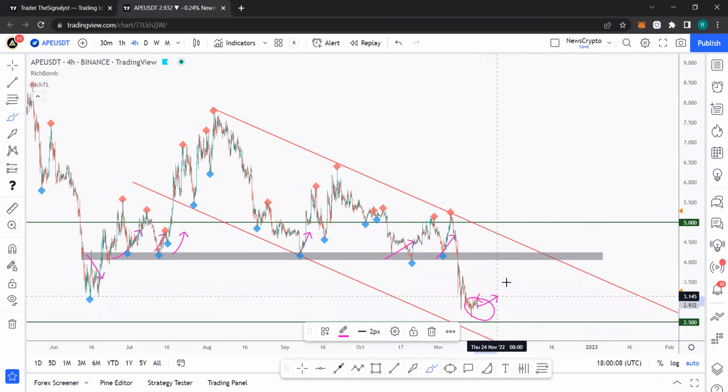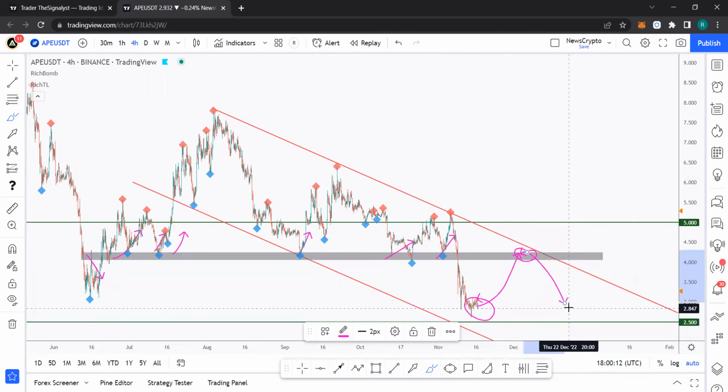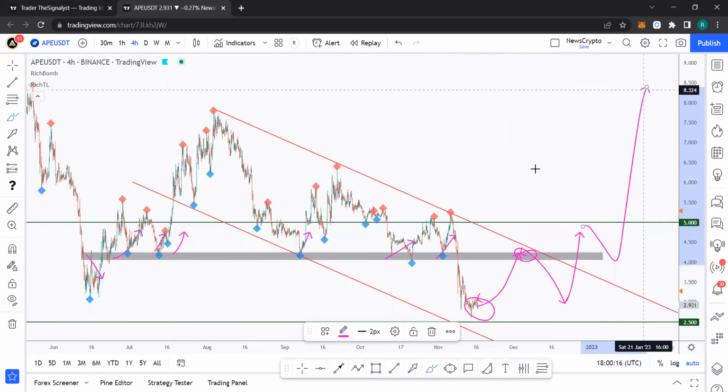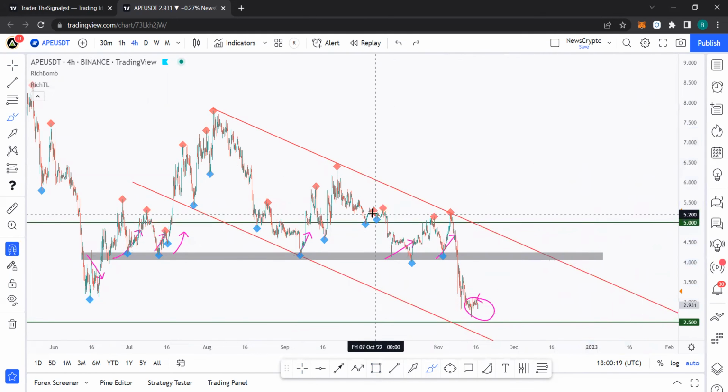Now if the bulls take over, we will be expecting this movement till this area and then a new swing high. And then for the bulls to take over from a longer-term perspective, we need to see a break above it like this. In this case, we'll be expecting a long-term reversal. But for now, let's take it step by step.